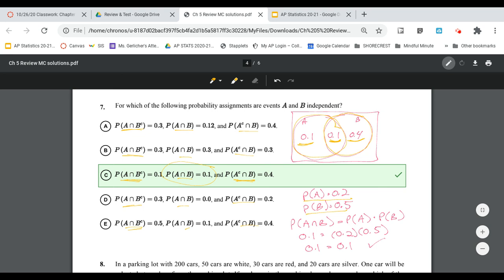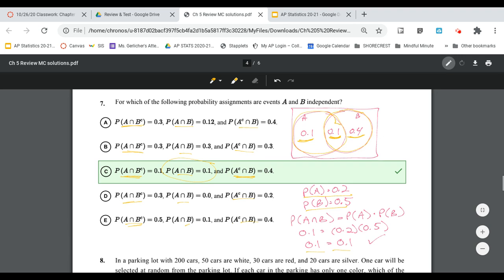If you try out that same pattern on the other numbers, it will not work. You will not get 2 things being equal in the end.